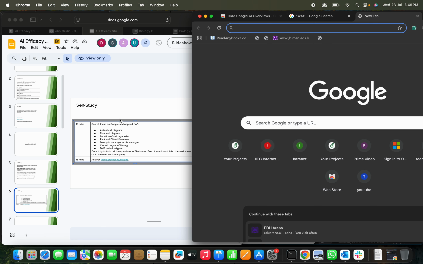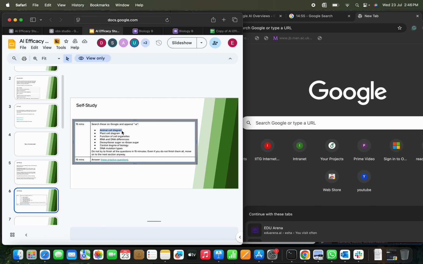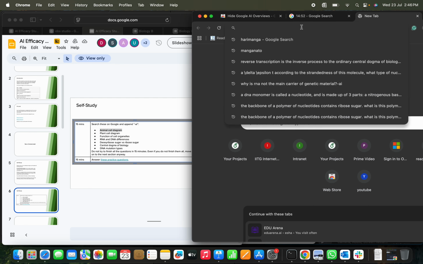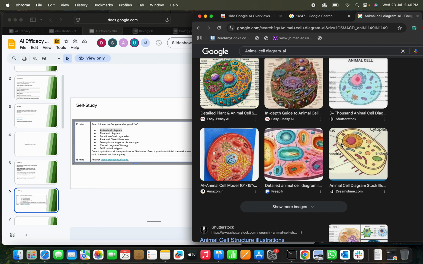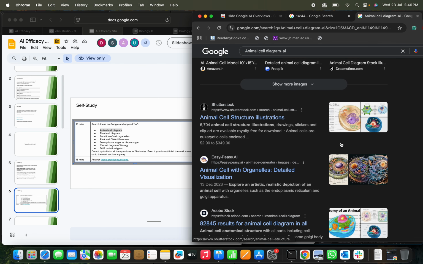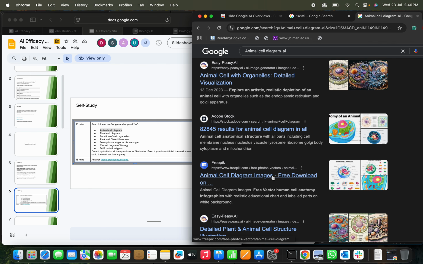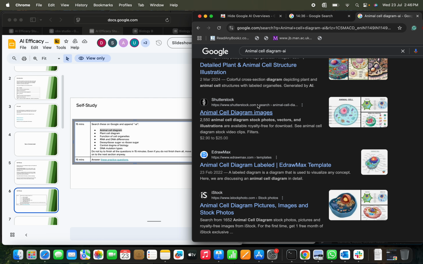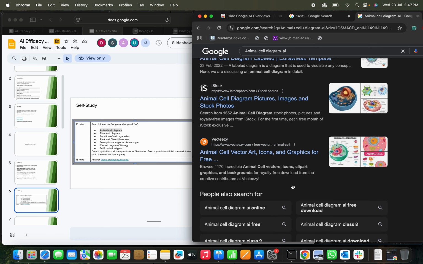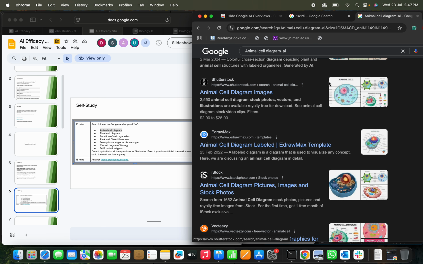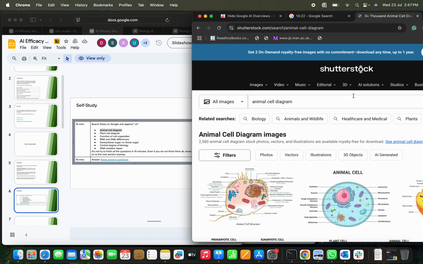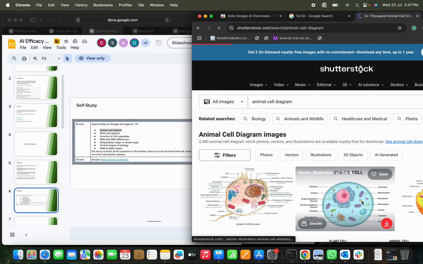Let's remove that. I'll add a new tab and search animal cell diagram. Okay. There's nothing explaining that, so I think this is the best one I have. They're just showing me the pictures. I'll just choose one which resembles the one I had there. So let's try and open this.